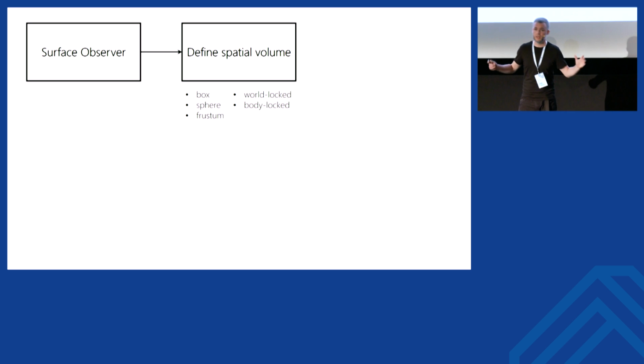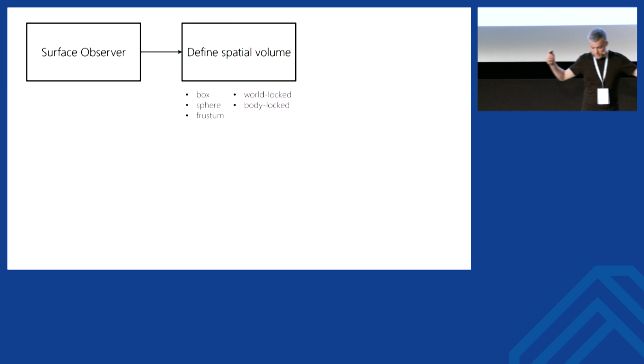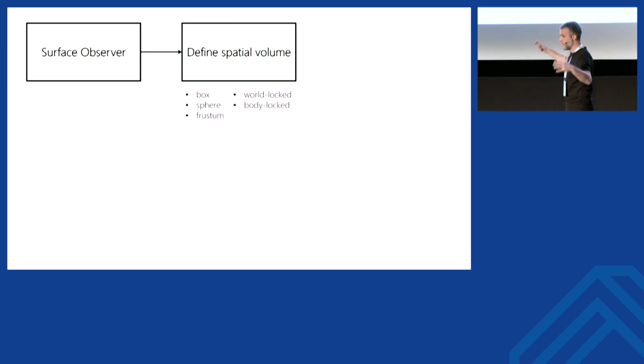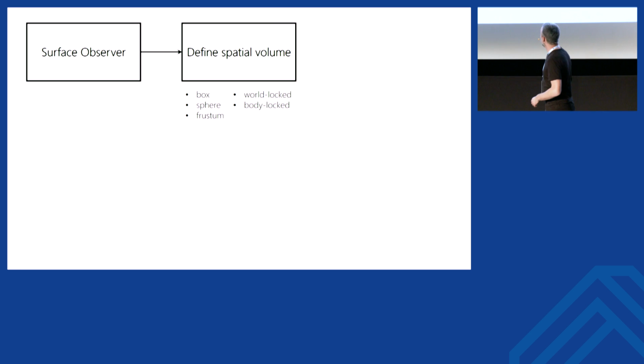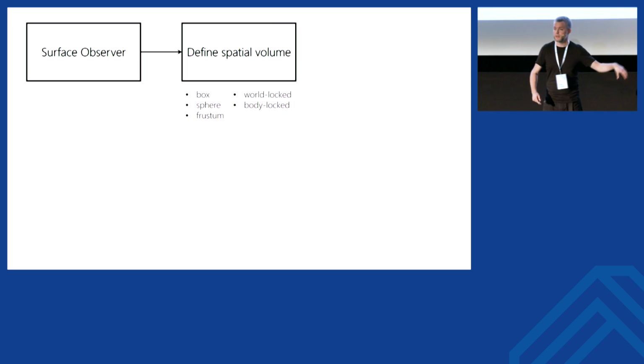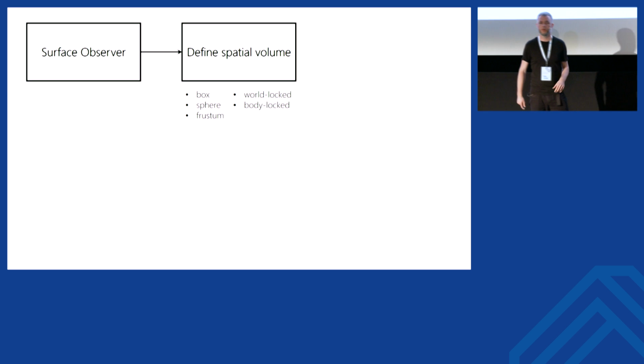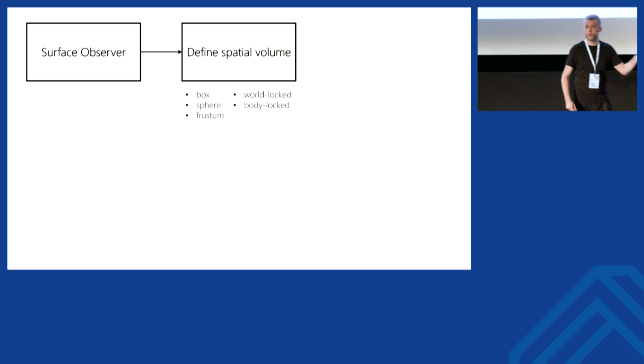So the first thing we define is something called a spatial volume. A spatial volume is basically an invisible area in 3D space that we tell the Surface Observer to get updates from only, and anything else doesn't matter for us. So we can define a focus area for all the updates we are interested in, so that we are not wasting computational power on anything outside that volume. Those volumes can be different shapes. They can be a box, sphere, or frustum, and they can be world locked, attached to one particular point in our game world, or body locked, so they follow the user.